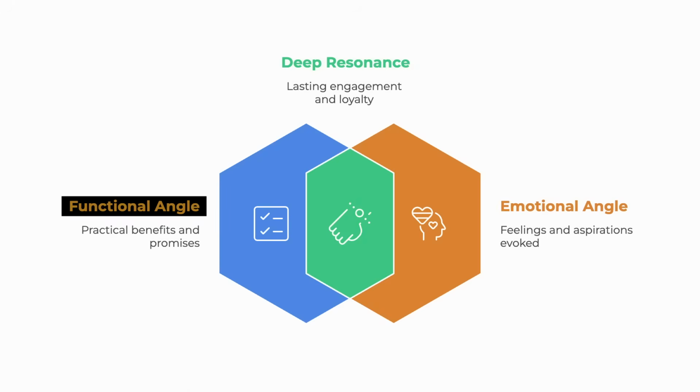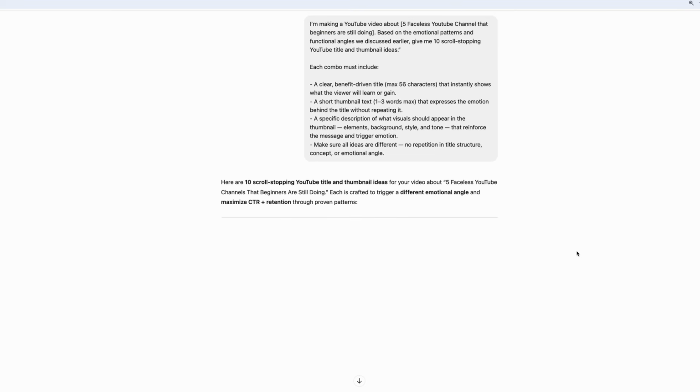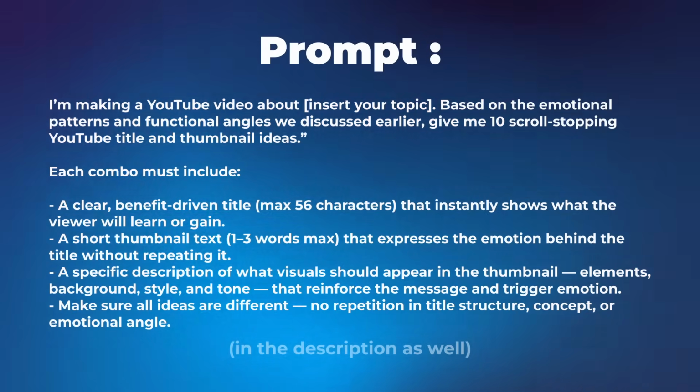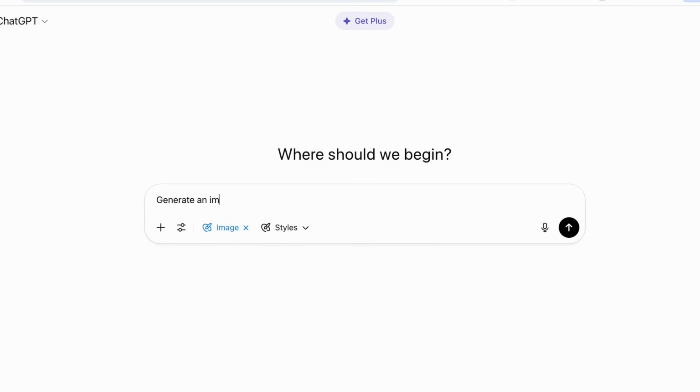Now that you've decoded the functional angle, what it promises, and the emotional angle, what it makes people feel, ask ChatGPT to generate new title ideas and thumbnail mockups based on those patterns using this detailed prompt. If you run a faceless channel, you can use ChatGPT to generate the exact visual elements you want in your thumbnail. Let's say that you're making a video on why you can't focus anymore, and you want your thumbnail to show a brain being pulled in 5 directions. Just describe it to ChatGPT like this.